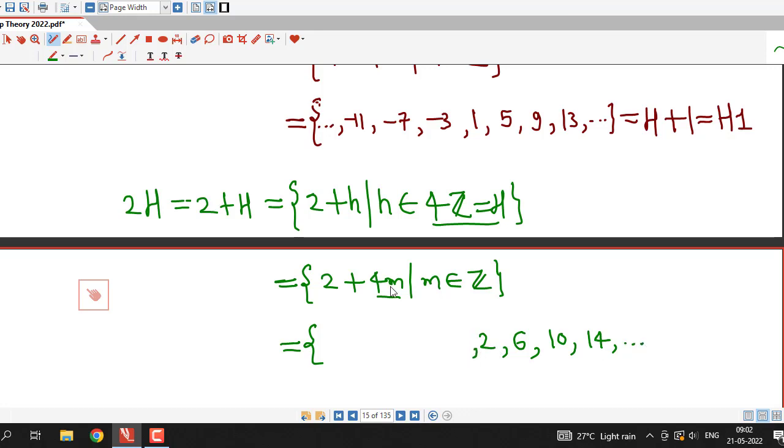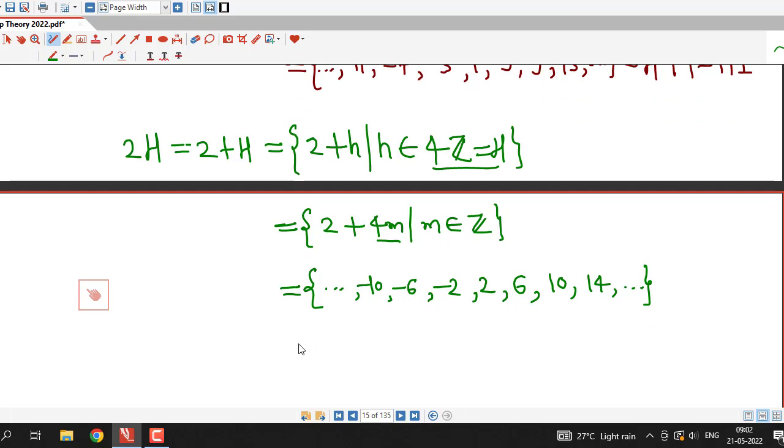If we take negative values of m, suppose I consider m equal to minus 1, then this is minus 4, and 2 minus 4 is minus 2. For m equal to minus 2, I will have 2 minus 8, that is minus 6. For m equal to minus 3, I will have 2 minus 12, that is minus 10, and so on. This is the left coset corresponding to element 2, and because our group is abelian, it is the right coset also, which we can denote by H plus 2 or simply by H times 2.